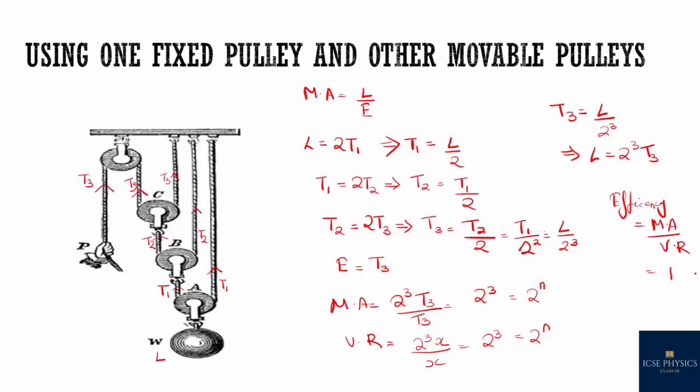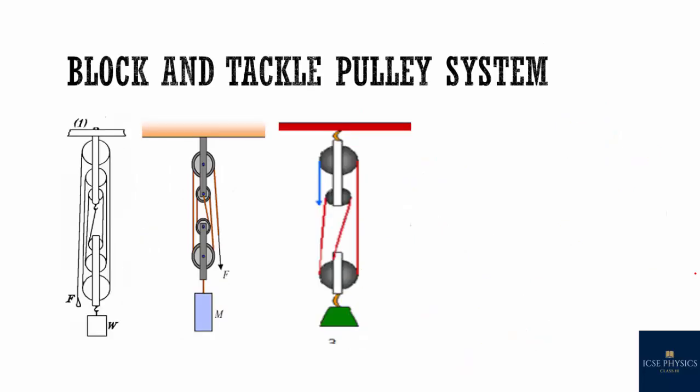Note that the efficiency of the arrangement is 100% only in the ideal situation. In actual practice, the weight of the pulleys and string, and the friction between the bearings of the pulley, both reduce the efficiency. Now what is the block and tackle pulley system?